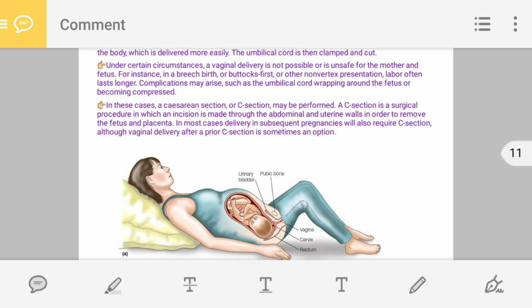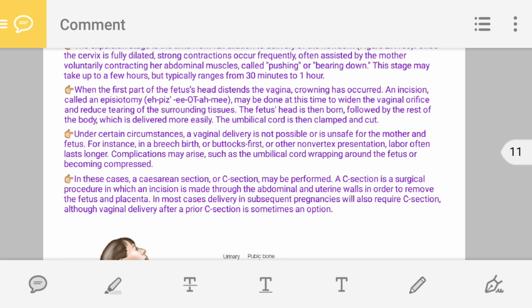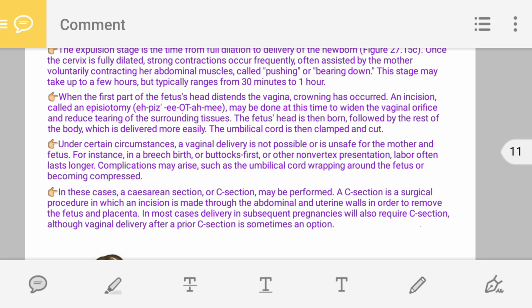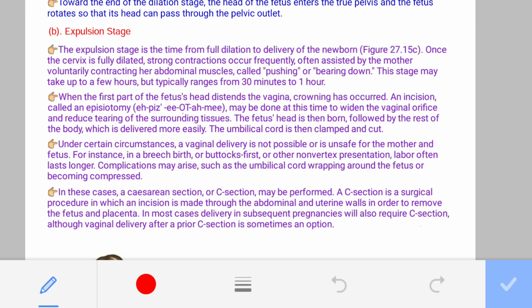Now we have discussed the second point. This point we have discussed, this point we have discussed. Now we are discussing this.